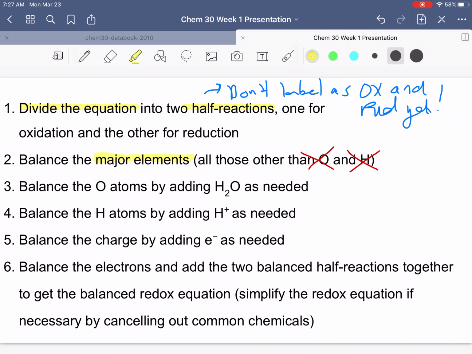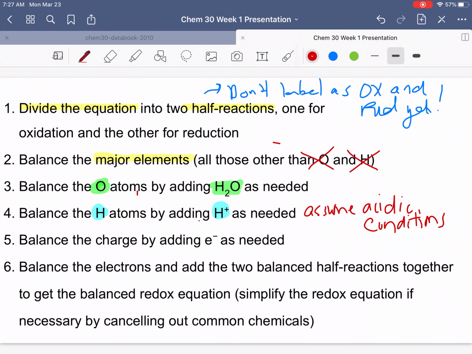Step 3 is where we balance our oxygen by adding water. We always use water to balance oxygen because we've got lots of water present. Step 4, assume acidic conditions. We're going to balance the hydrogen atoms by adding H+. H+ is present because, again, we assume acidic conditions.